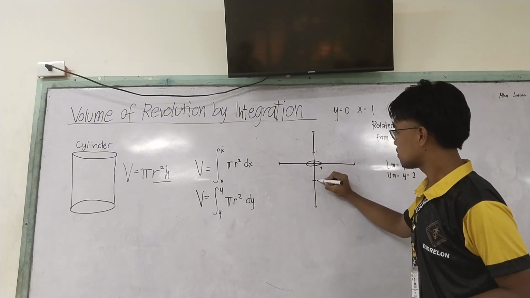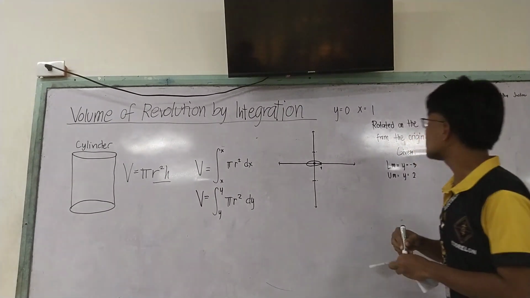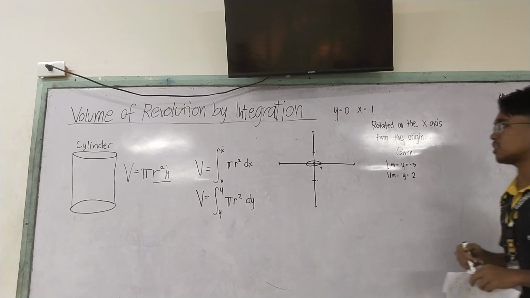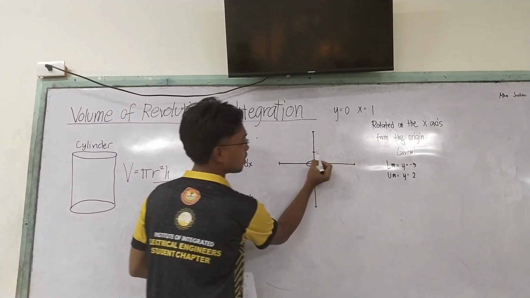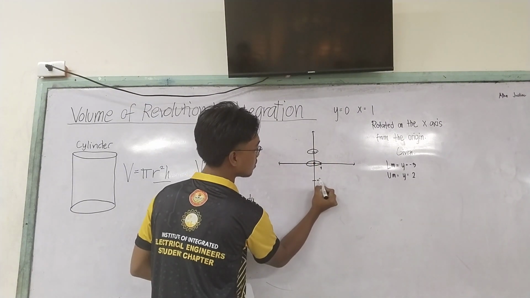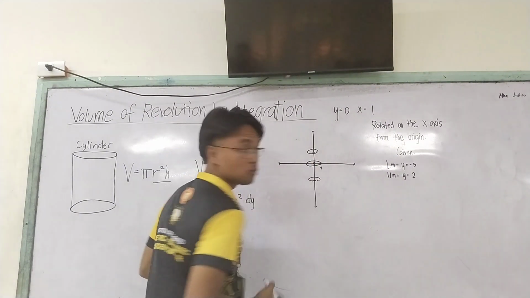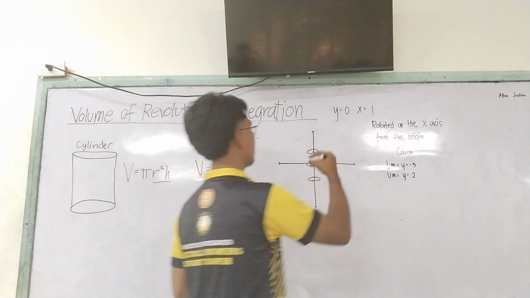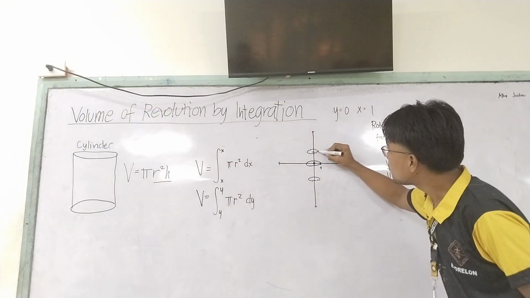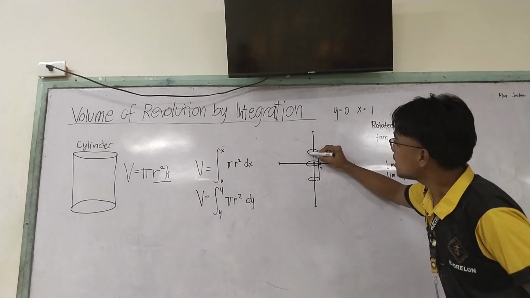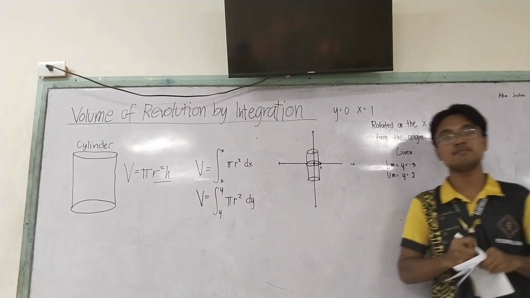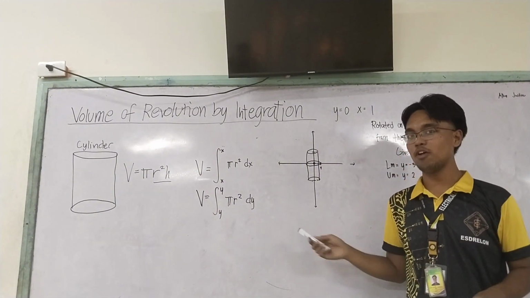So it will follow the rotation from its axis to its origin, forming one revolution from top to bottom. And based on what you saw, a cylinder has been formed. And now, this time, we will be finding its volume.